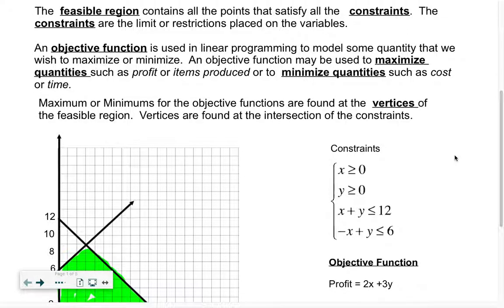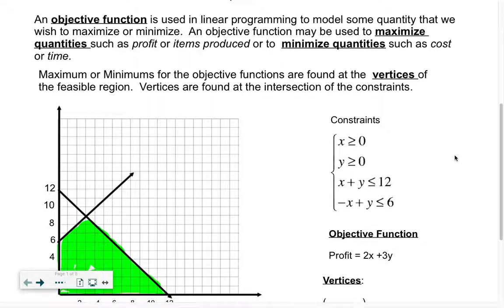The constraints limit or restrict variables, kind of like we've been doing, like if x plus y is to be less than 5, that's a constraint. Objective function is what we want to maximize or minimize. A lot of times we talk about profit. We want to maximize profit. We want to make as much as we can. So that's our objective function. That's kind of the answer to our problem. You can minimize quantities like cost, time, all that fun stuff.